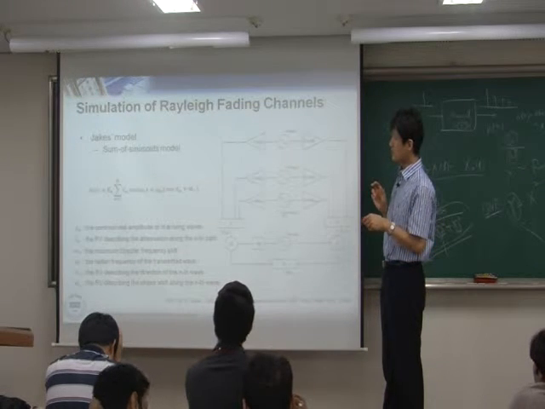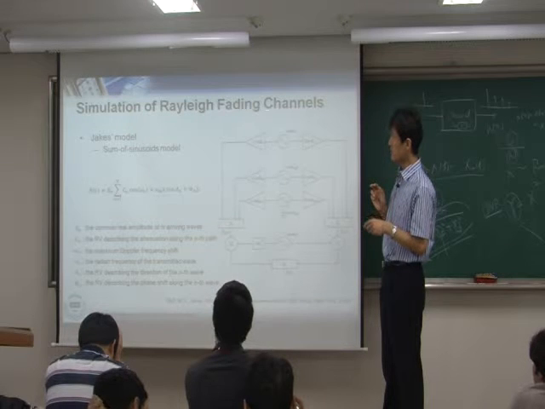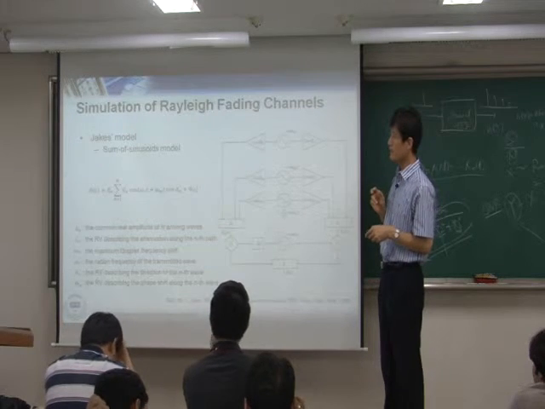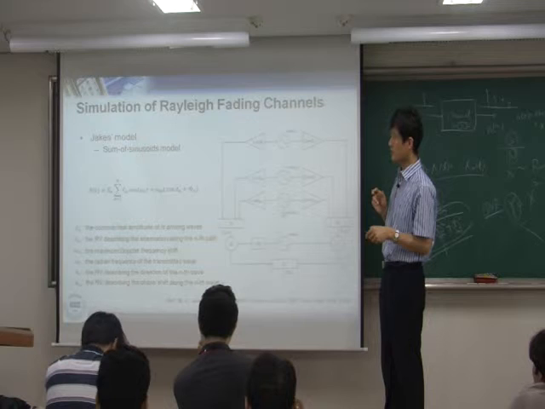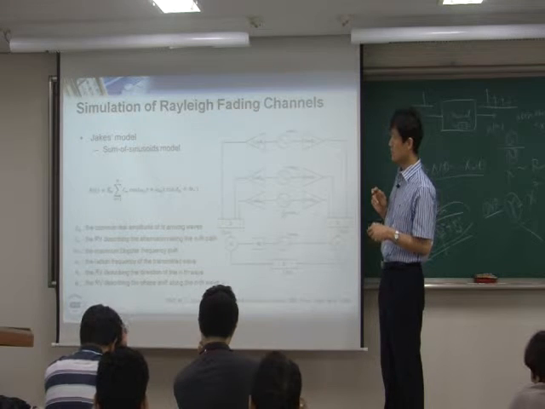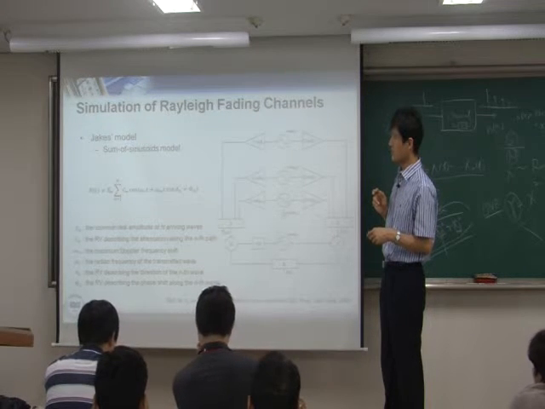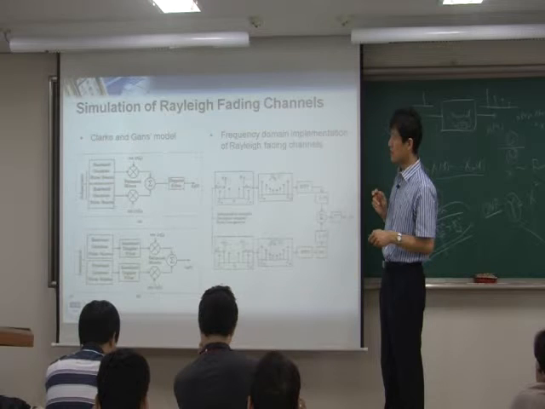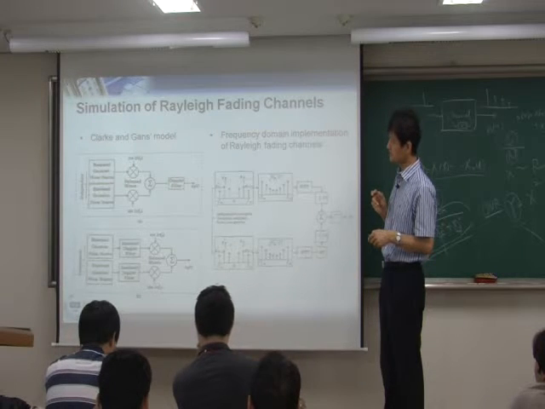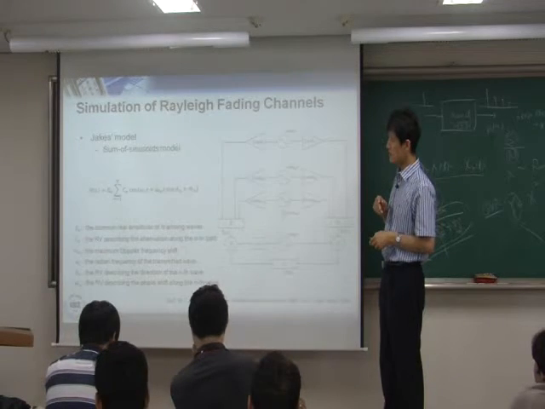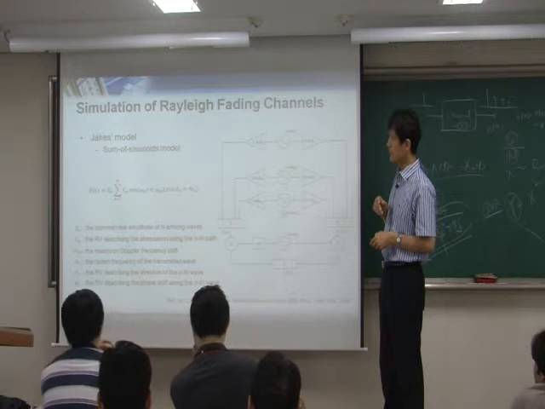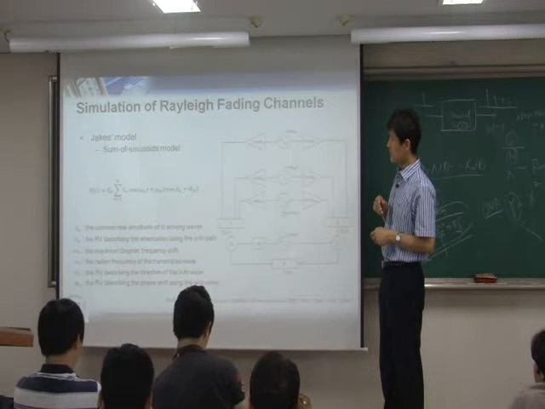In order to simulate the Rayleigh fading channel, there are two different ways. Some people use Jake's model to develop the simulator. Some other people use Clark and Gans's model. So let's review two different models.